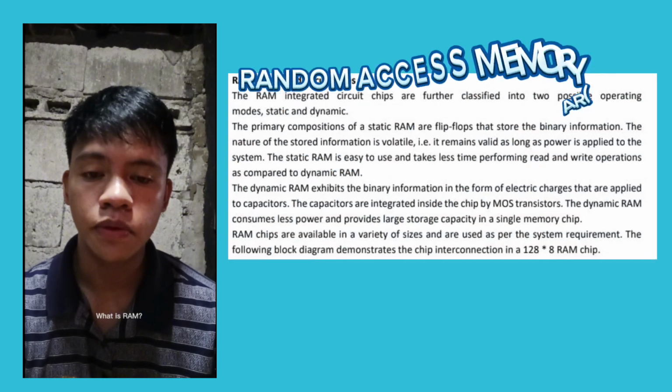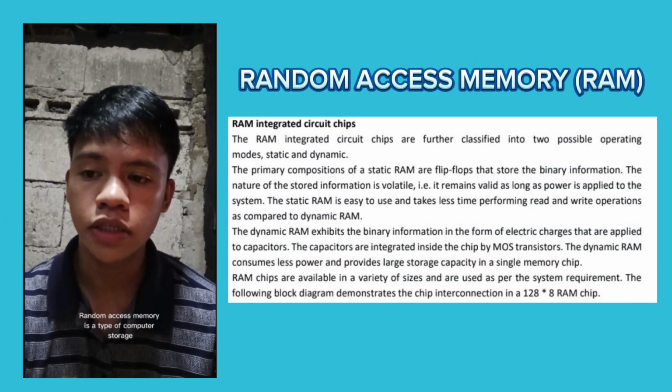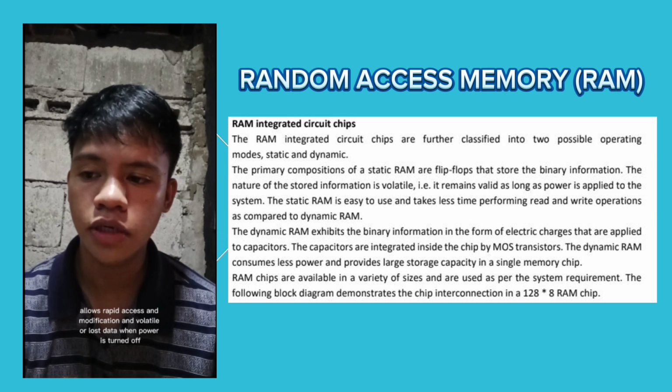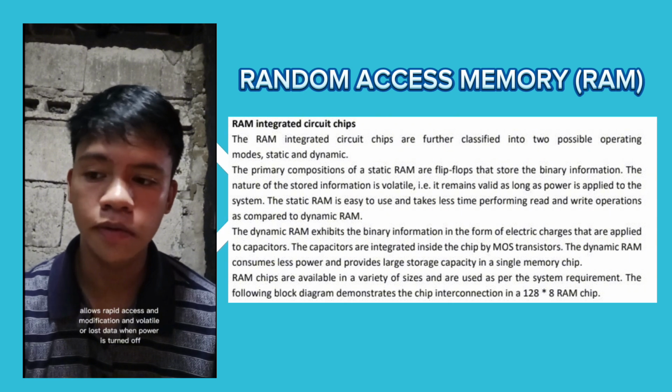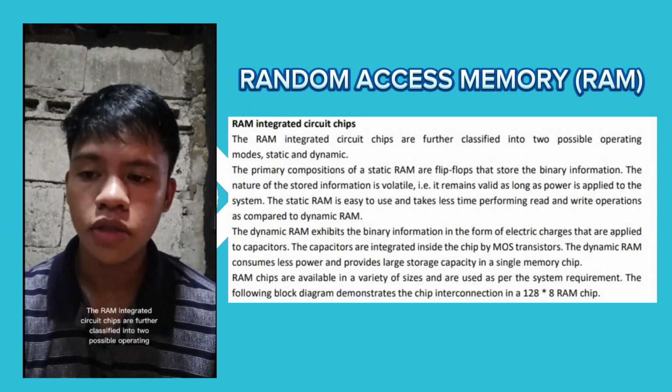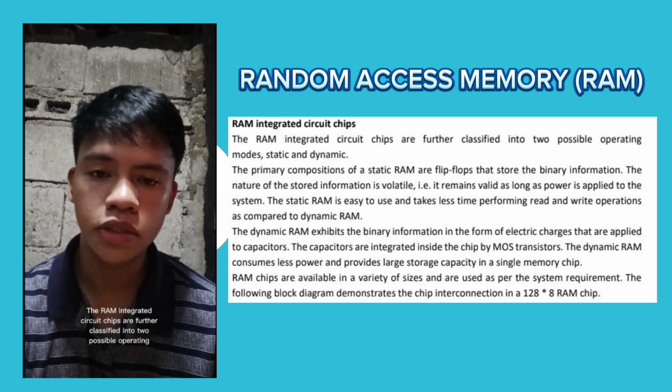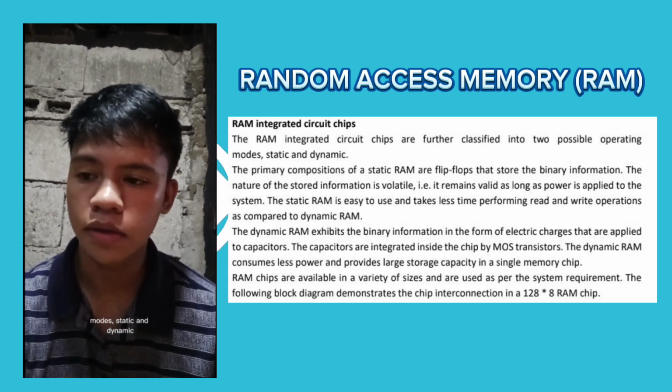What is RAM? Random access memory is a type of computer storage that temporarily holds data and applications, allowing rapid access and modification, and is volatile, or loses data when power is turned off. The RAM integrated circuit chips are further classified into two possible operating modes: the static and the dynamic.